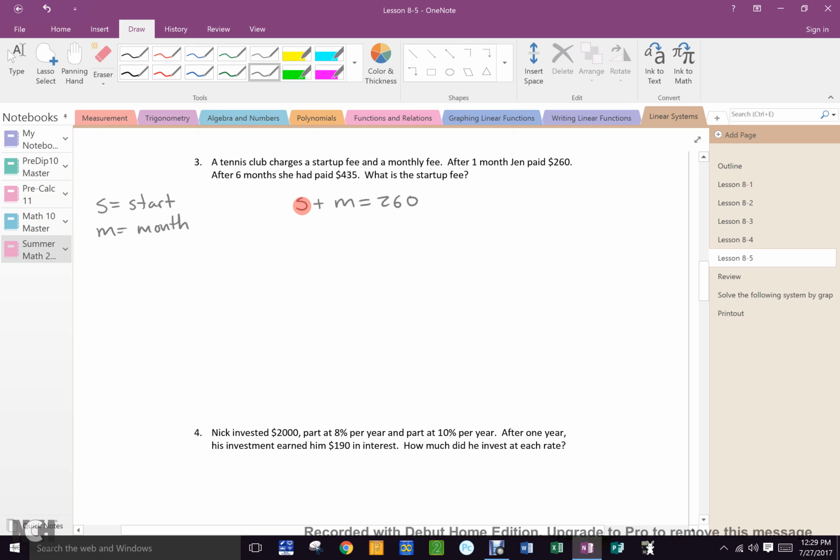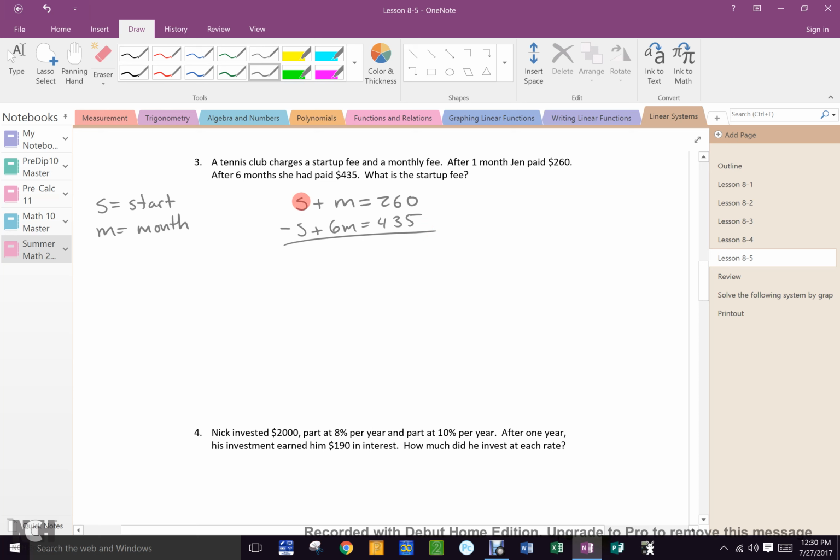Okay. After 6 months, how many startup fees has she paid? One. Because you only pay a startup fee. Plus how many months? 6 months equals how much? 435. What is that almost perfectly set up for right now? Elimination. If I do minus, it's done, isn't it?